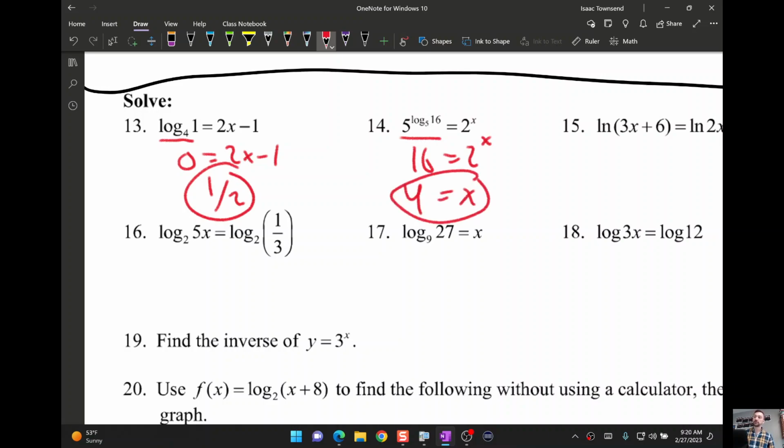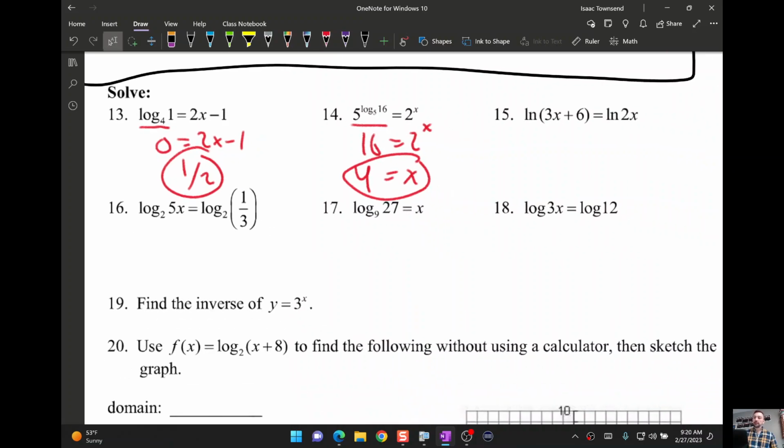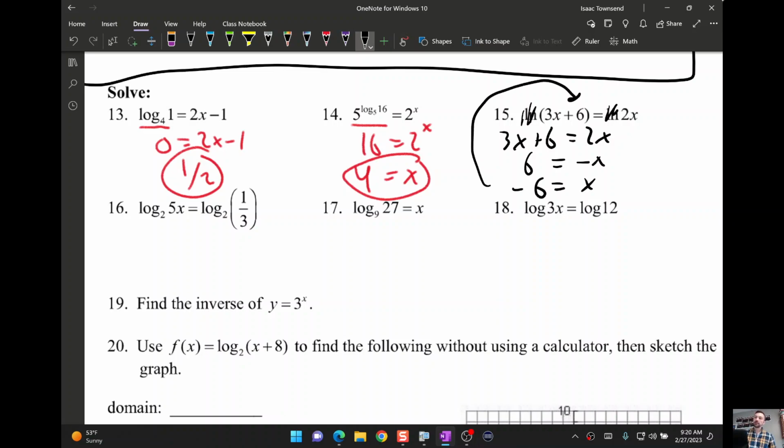Don't do multiplication. And then 15, 16, and 18 were similar question types where they were both the same type of logarithm. So you should have set the insides equal to each other, solved, and you needed to plug them in.